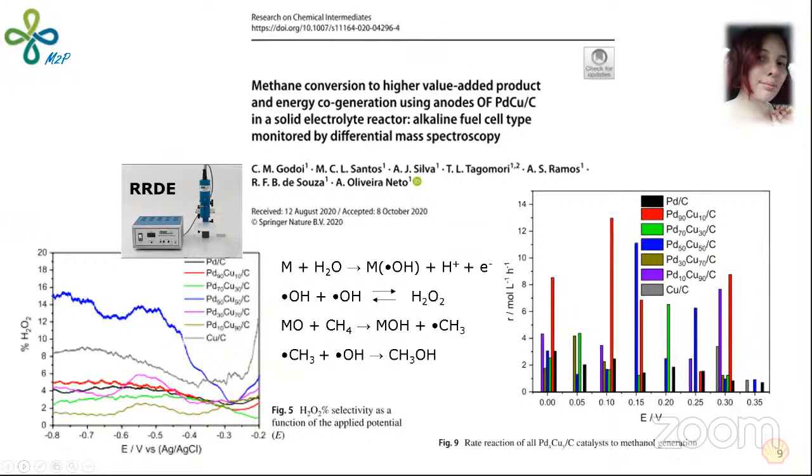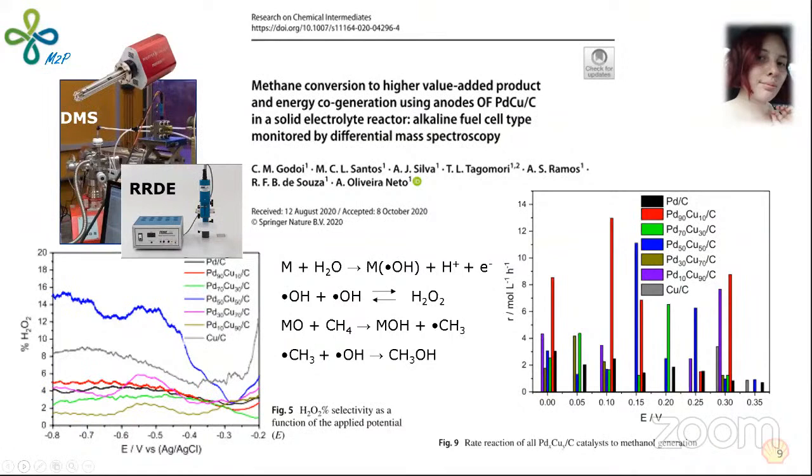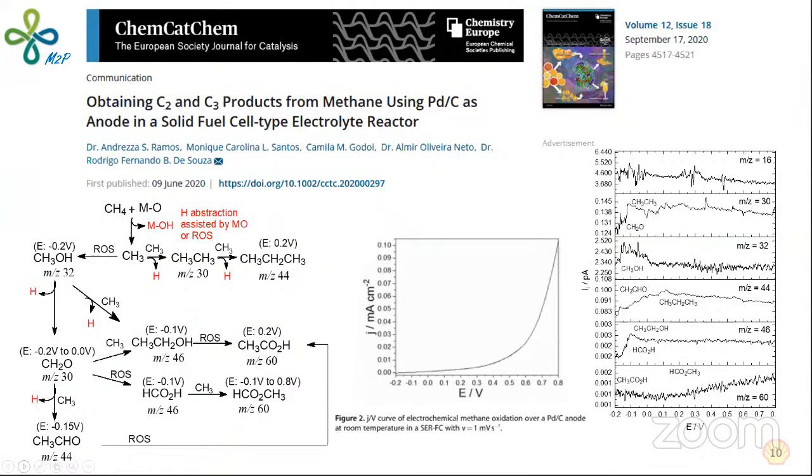And in this way, we were able to associate that obtained from RRDE with that obtained from tests with the reactor. For qualitative determination of the process being formed, a differential mass detector was adapted to the effluent outlet on the reactor. And once the DEMS tool was adapted, we decided to explore which reaction paths would be taking place in the process of partial methane oxidation.